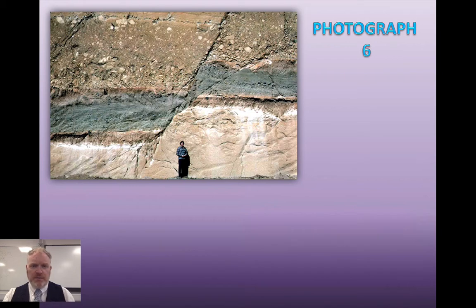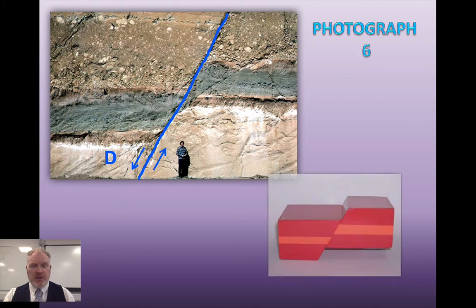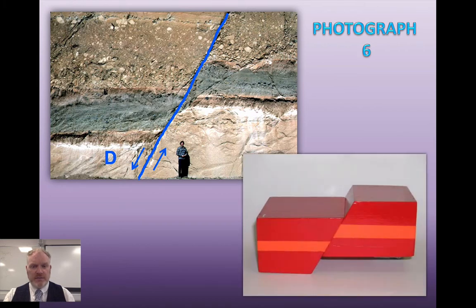Bit simpler this time. We just have the one fault to mark in for this one. It always amazes me that a lot of these photos of big cliffs with a person in for scale, the person never seems to be wearing a helmet, but there we are. We've got our movement arrows there. So the model that reflects this, we've got our down throws there, there's the hanging wall. So this, once again, is a normal fault.